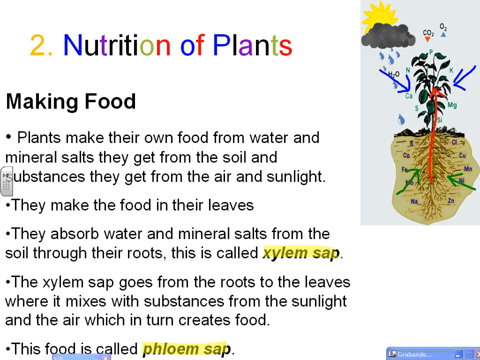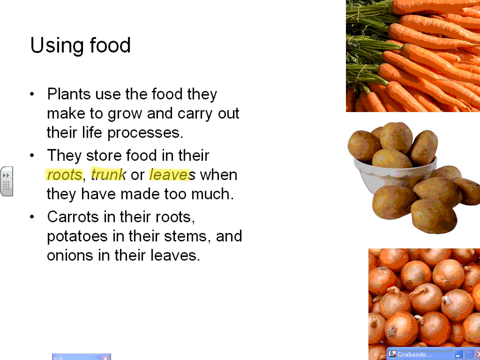The xylem sap goes from the roots to the leaves where it mixes with substances from the sunlight and the air, which in turn creates food. This food is called phloem sap. Using food. Plants use the food they make to grow and carry out their life processes. They store food in their roots, trunk, or leaves when they have made too much. Carrots in their roots, potatoes in their stems, and onions in their leaves.